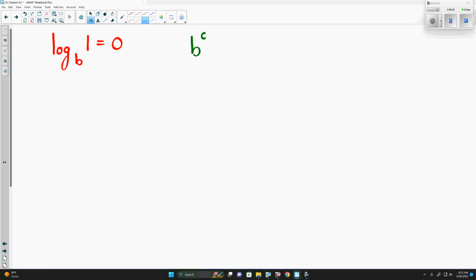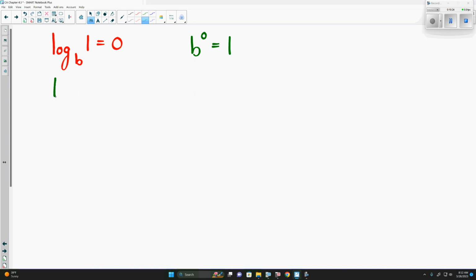that would be b to the 0 is equal to 1. Because if we rewrote log base b of 1 as an exponential, we would have b to whatever is equal to 1. Well, the only way we can have anything to an exponent and it equal 1 is if it is the exponent 0. Because anything to the 0 power except for 0 is 1. So if we have 1 inside the log, no matter what the base is, it's going to equal 0.